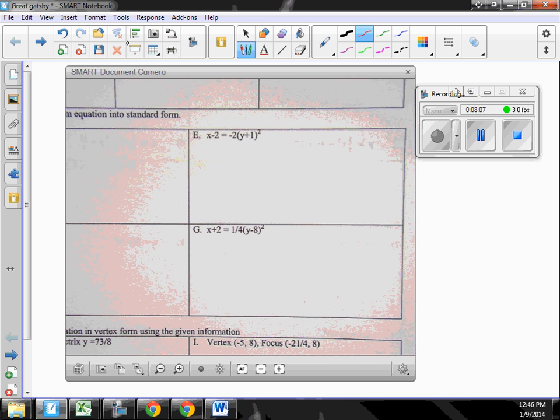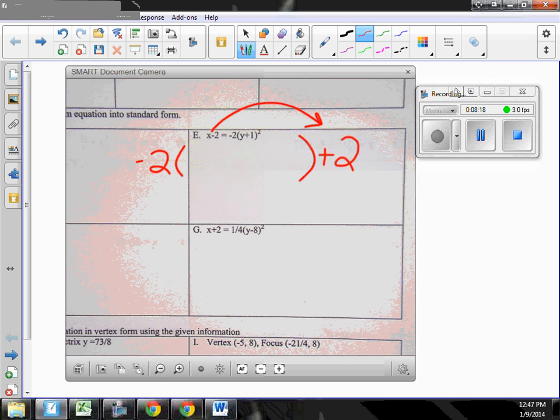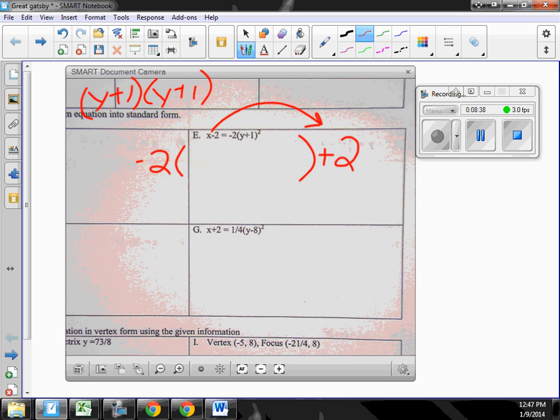All right, part E. So we have a leading coefficient. So I'm going to say negative 2 times whatever I get when I square it, and then I'm going to move this 2 over, plus 2. That negative 2 does not affect the positive 2. It only affects what's inside those parentheses. So I could line up y plus 1, y plus 1, but I know what it's going to look like.